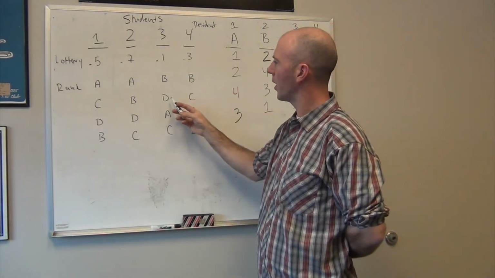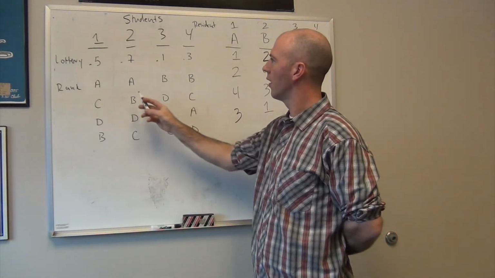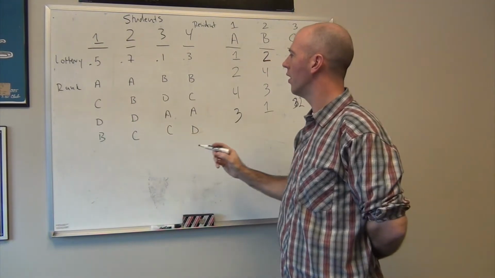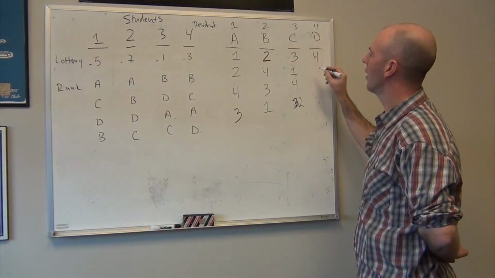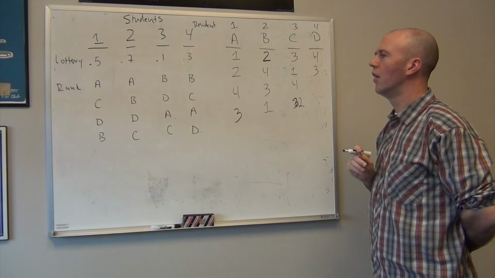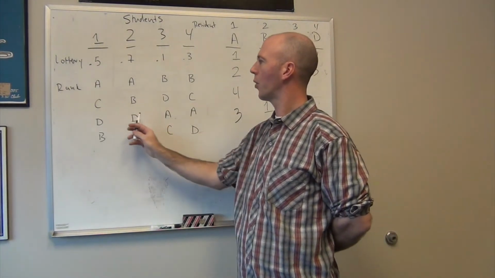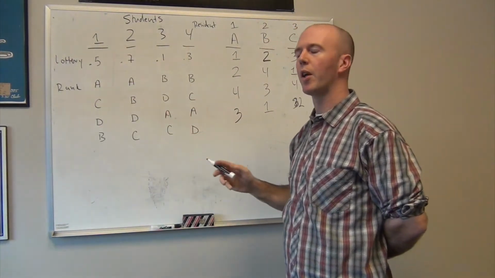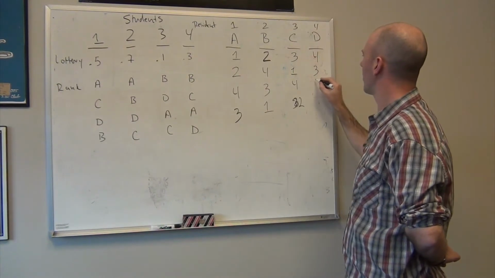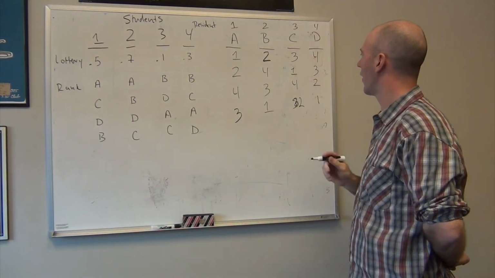In this case, 3 ranks D second. 1 and 2 rank D third. So the student that ranks D the highest is number 3. 1 and 2 rank D the same, so we look at the tiebreaker, and 2 is a higher tiebreaker. So 2 is ranked next, and finally 1.